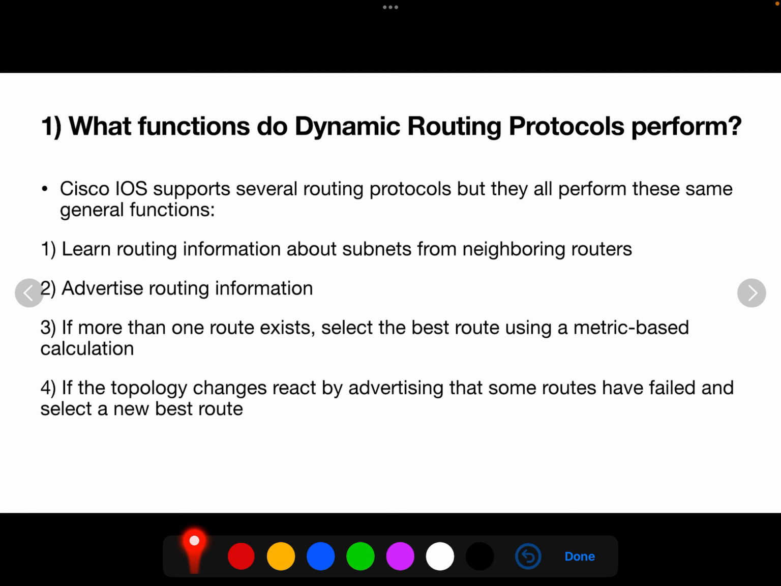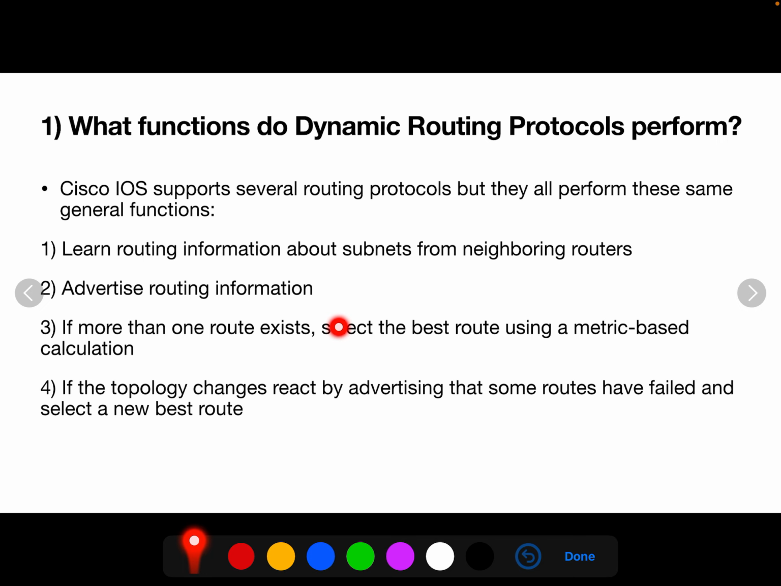Now, what functions do dynamic routing protocols perform? This is the first section. Cisco IOS supports several routing protocols, but they all perform the same 4 functions I'm going to mention now. First, learning routing information about subnets from neighboring routers. We've got a router, and it's learning information about subnets that it doesn't previously know about from the routers that it has neighbor relationships with. Then advertising that routing information, telling other routers about those routes. Hey, I learned this route. Pass it on. Tell the other routers about it.